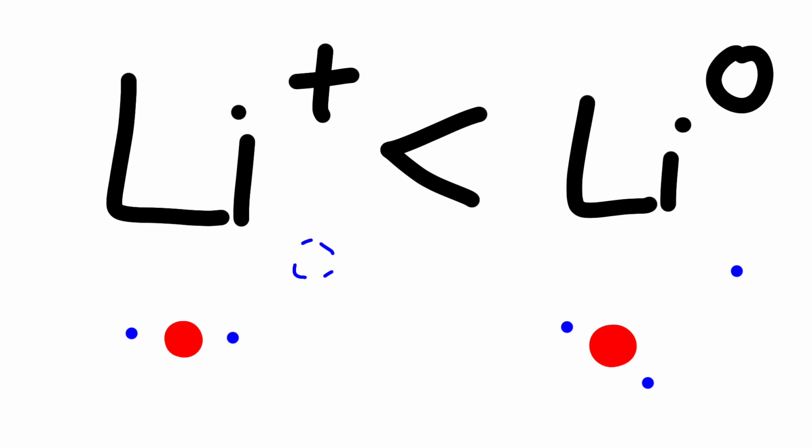Now, this is also true if you partially ionize an atom. So even if you have something like boron and you turn it into B+, it will shrink a little bit because, again, fewer electrons means less repulsion. They can squeeze in a little bit tighter.